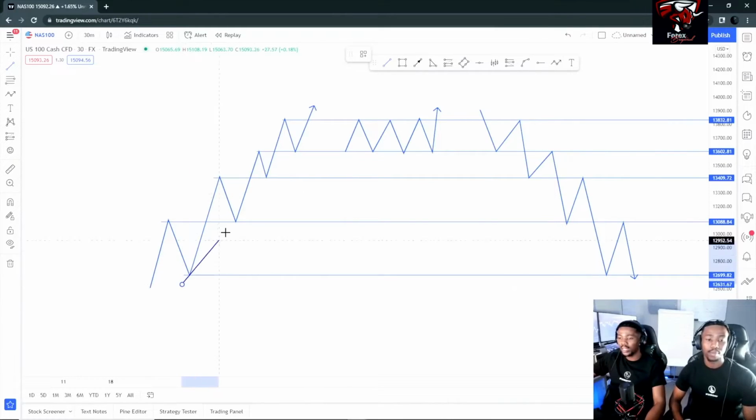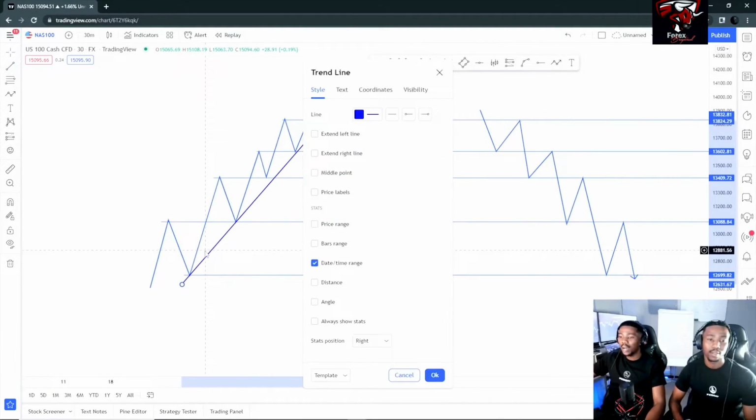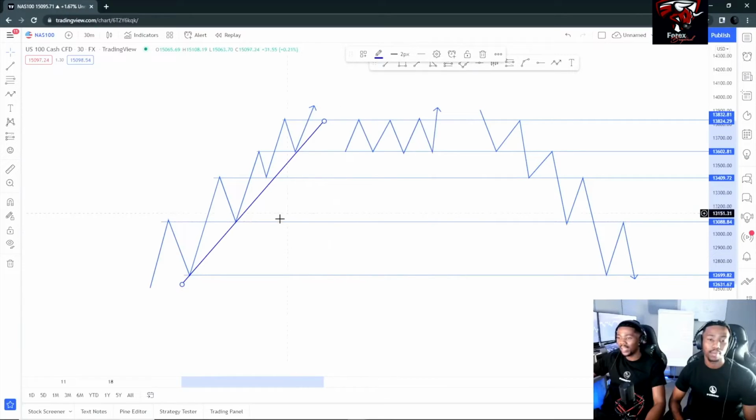We're in a bullish market, and if I can put my trend line like this, I can see that for as long as I'm above this trend line, I'm still looking for a bullish momentum. Only once we cross, I might start looking for sells.